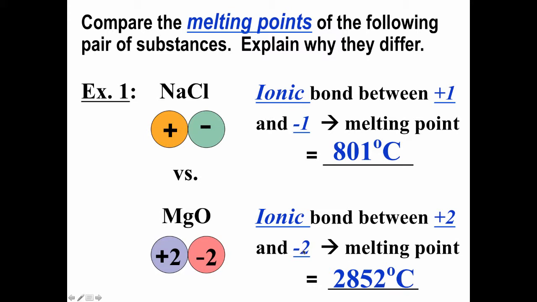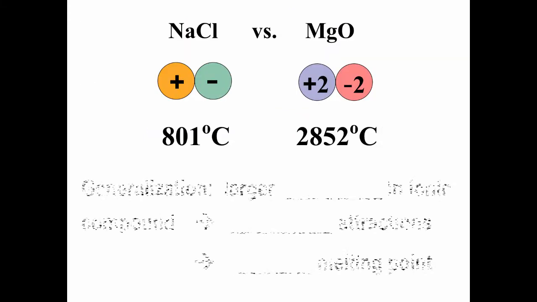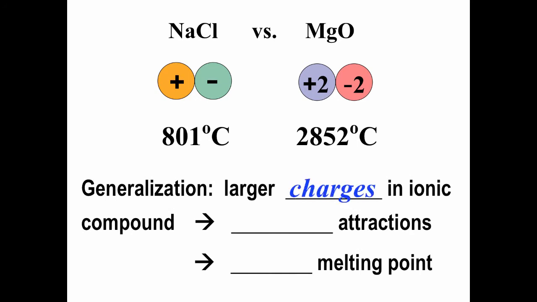We've doubled the charge on both particles, so it's something like 4 times the amount of energy needed, but of course there's different sizes of molecules as well, so it's not exactly that, but it's a lot stronger attraction, a lot higher melting point. So here's our generalization. If we have larger charges in ionic compounds, the attractions will be stronger and the melting points will be higher. Now we're going to use this kind of reasoning to deal with intermolecular forces in non-ionic compounds, but in covalent molecular compounds.